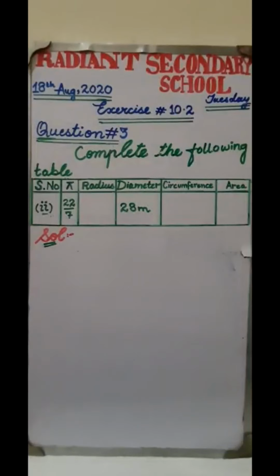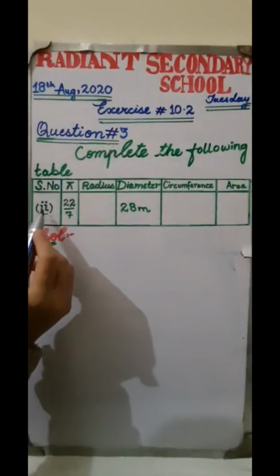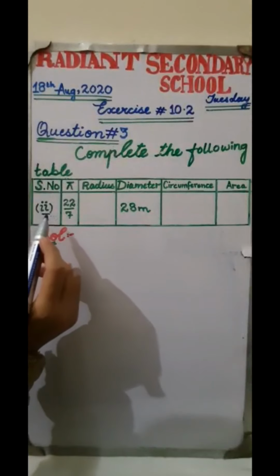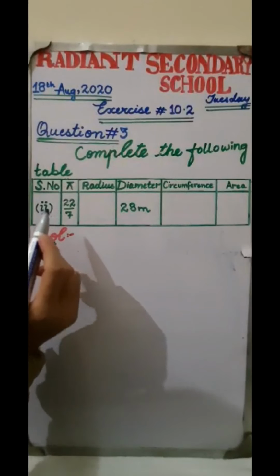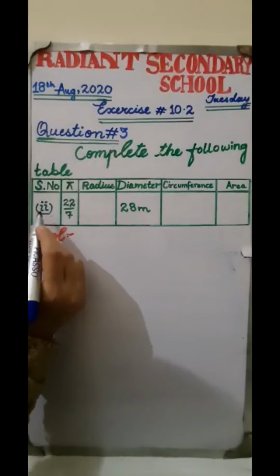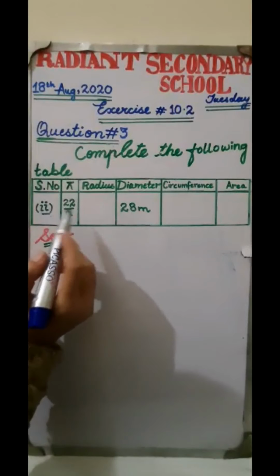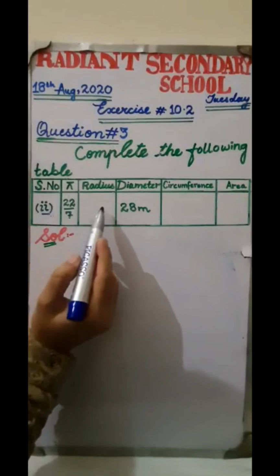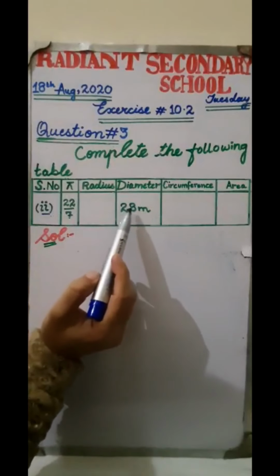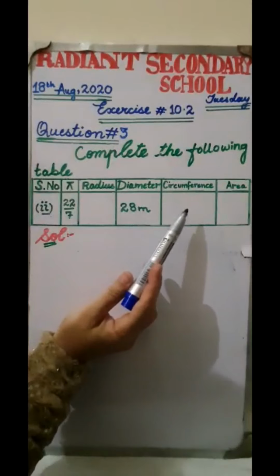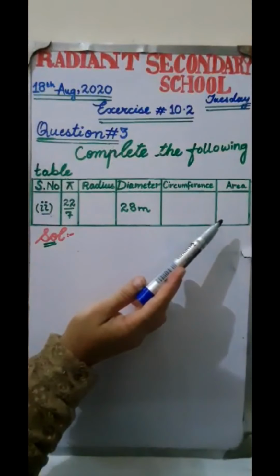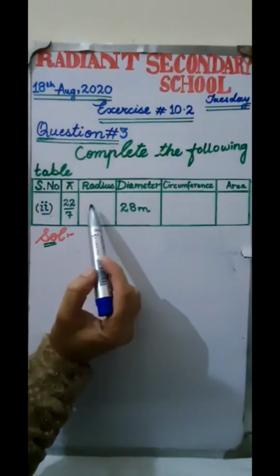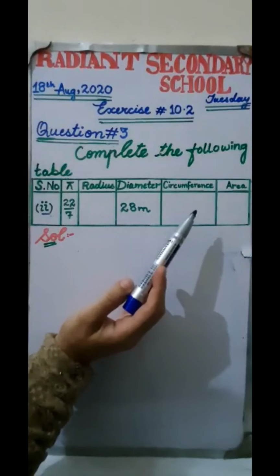Now we have to do question number 3. Complete the following table. We have to start from part number 2. Part number 1 you have to do yourself because it is so simple. Now in part number 2, in the table, pi is given as 22 by 7, radius is missing, diameter is given as 28 meter, circumference is missing, area is also missing. So we have to find these missing things one by one.